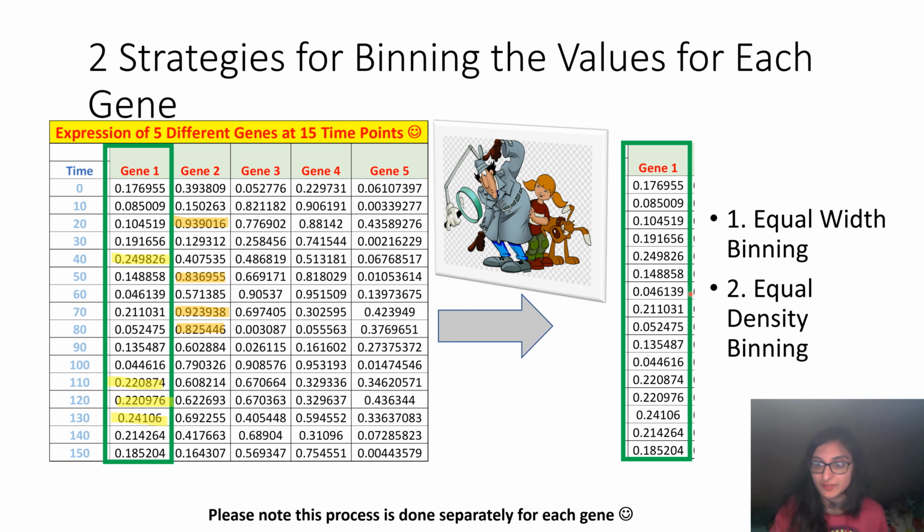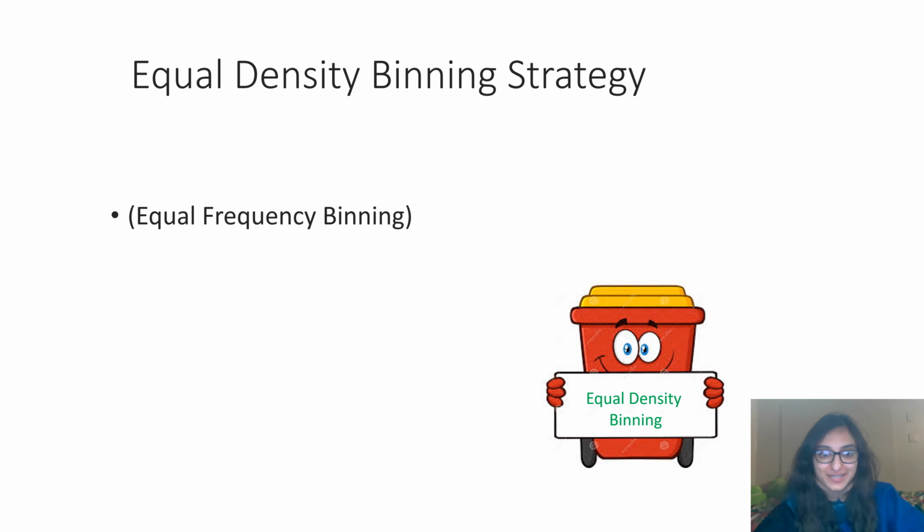And the important thing is that we figure out what is the optimal number of bins that we want to use, and what strategy we want to try out. So now we're going to talk about equal density binning, also known as equal frequency binning, and we're going to walk through an example of how we would do that for these 5 different genes that we are interested in at these different time points.